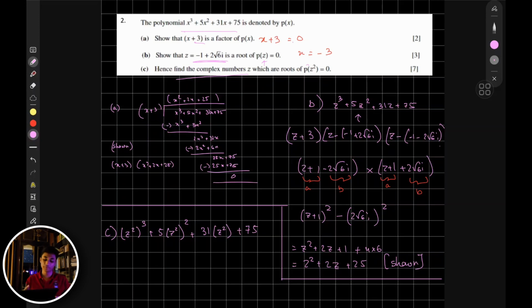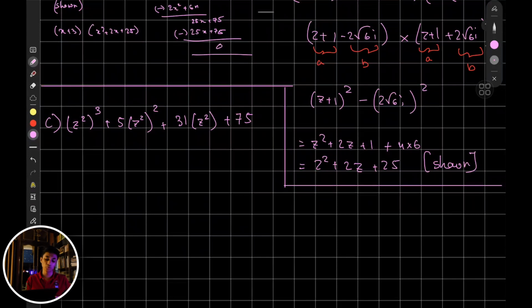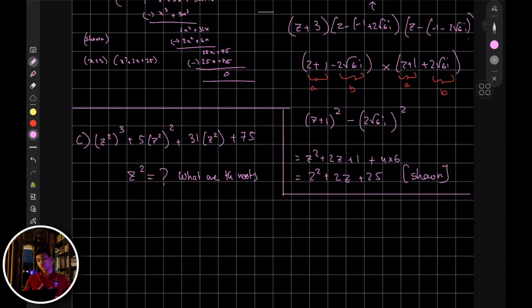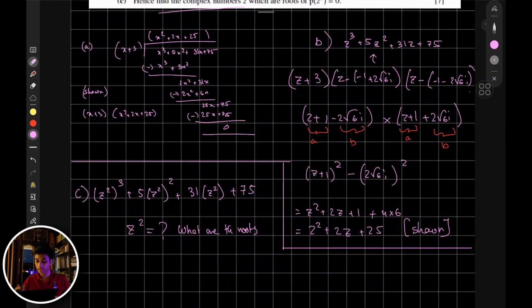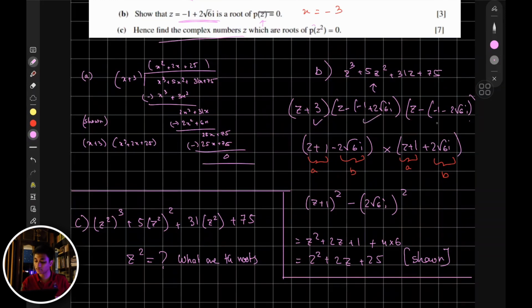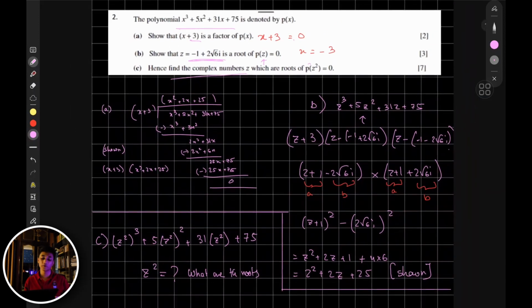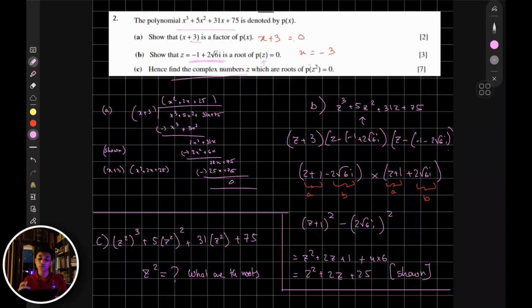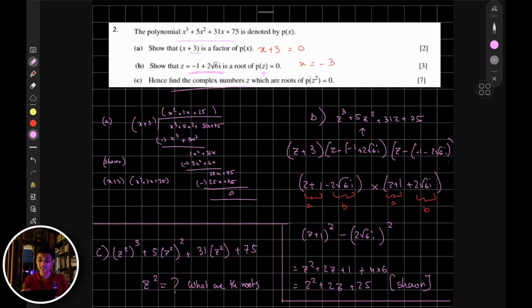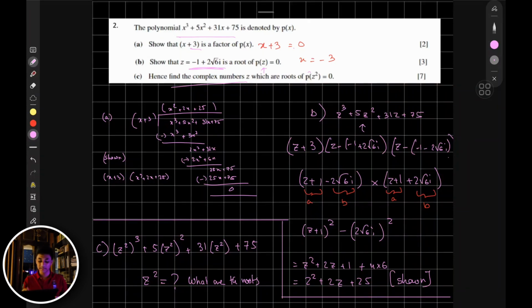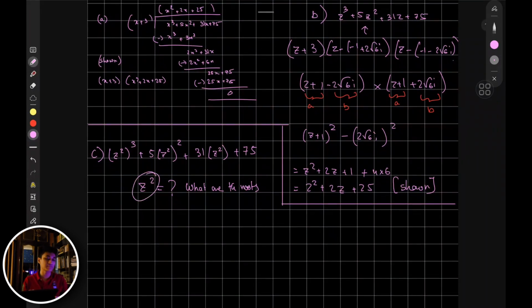First of all, I'm asking you, what are the roots of z square? z square is going to be equal to all of these roots. That was already given in the previous question. So they've already told you the roots of x, they've already told you the roots of z, and they've basically told you the roots of z square as well. They haven't told you the roots of z. That is what we are going to find out.